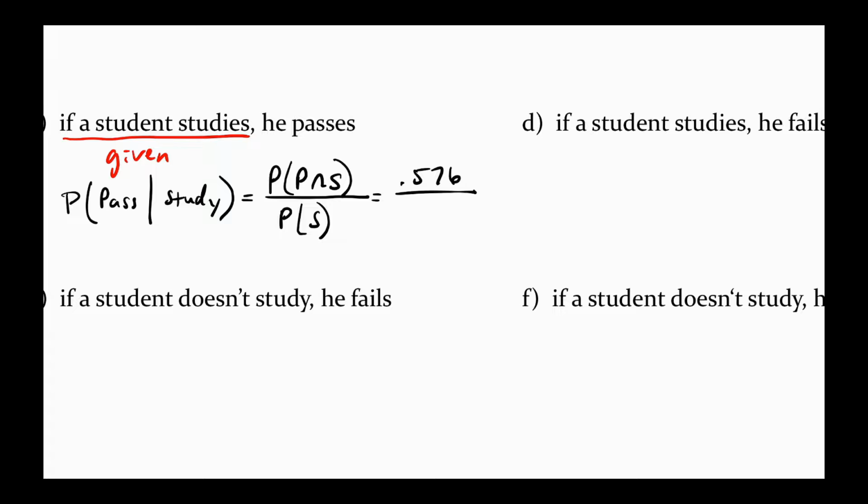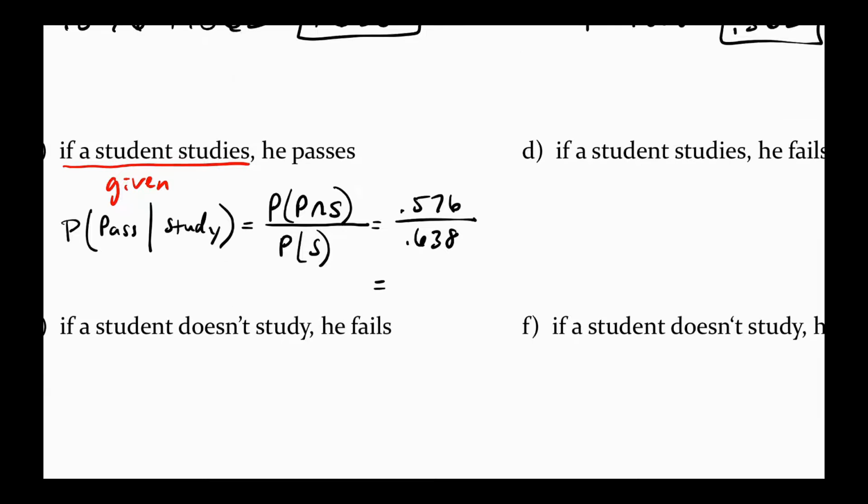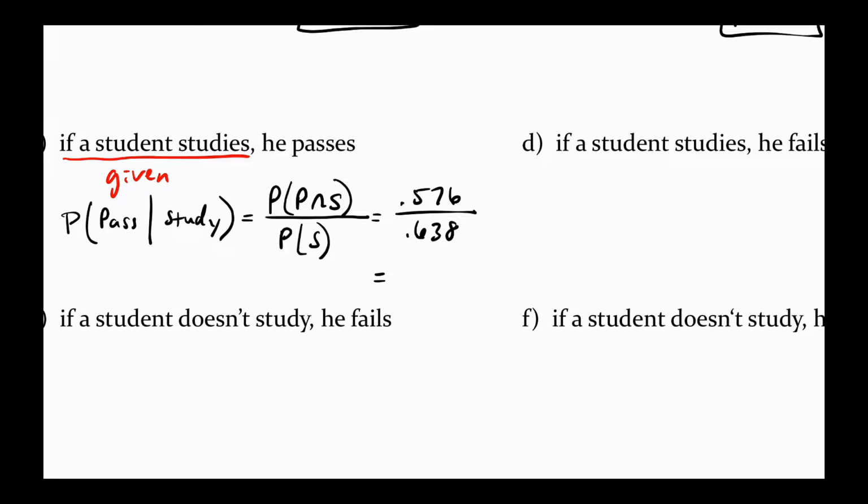What's the probability of studying? 0.638. Isn't that the one we just did right above it? Right? We calculated the probability of studying. It's right above it. 0.638. 0.576 divided by 0.638, and I get 0.917. 0.917.